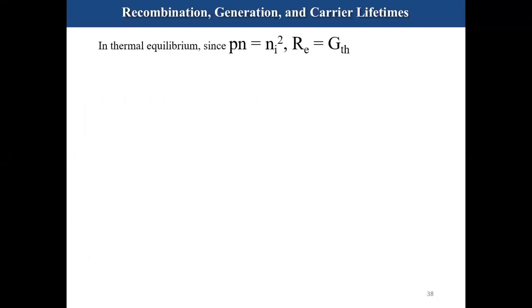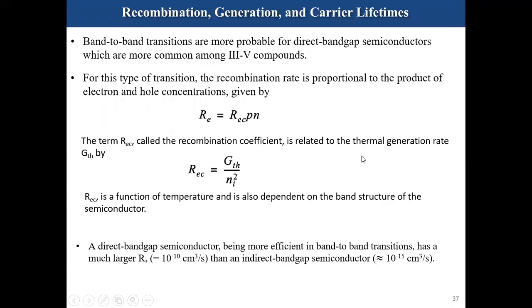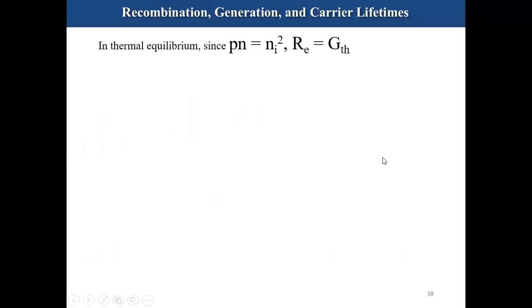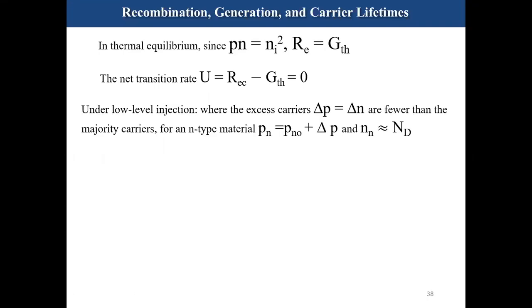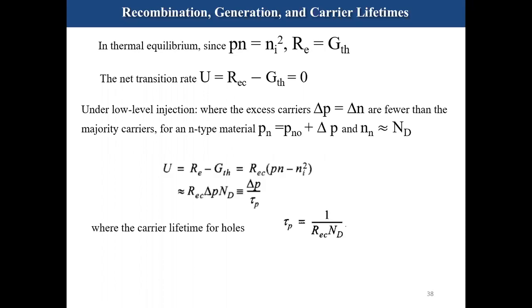In case of thermal equilibrium, we already know this equation and we understand that the recombination rate is the same as this G, which is the thermal generation rate. So the net transition is 0. Under low level injections, this changes. So what we have is a carrier lifetime for holes in a p-type material.